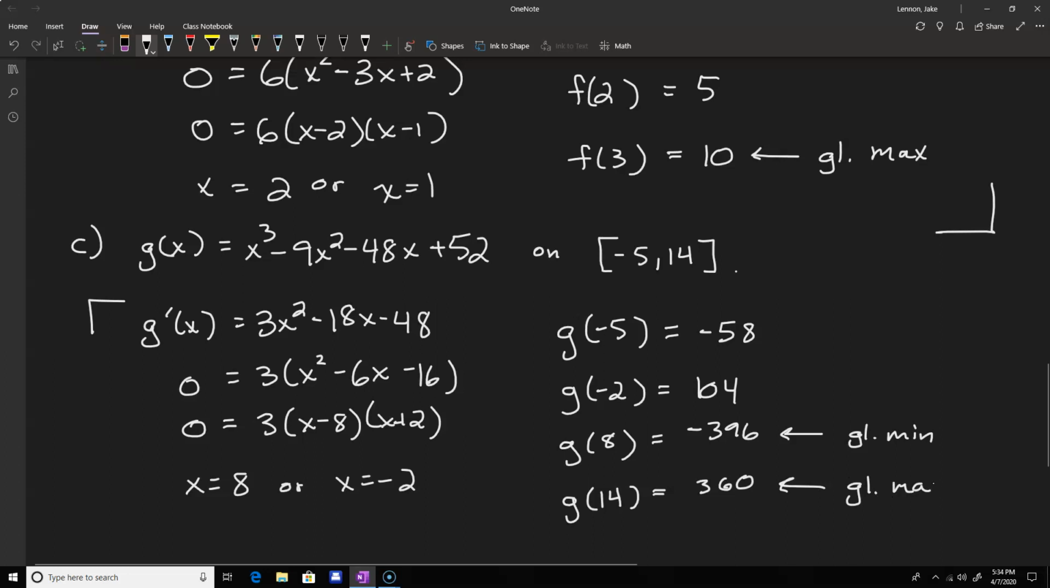So sometimes you'll see them ask, okay, where does the min occur, where does the max occur, and what are the values? So if a question is worded that way, we would say, okay, the global min occurs at x equals 8 and has value negative 396. And for the max, we would say the global max occurs at x equals 14 and has value 360.